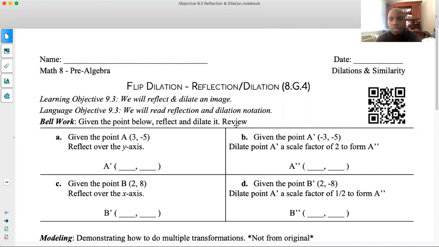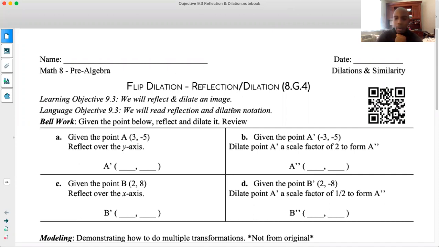So we're reflecting a dilated image. Imagine I gave you a point like A, right? 3, -5. I'm asking that you reflect this point over the y-axis. So reflecting this point over the y-axis would indicate that the y stays the same, x changes, right? So y stays the same, x changes. If you need to write that anywhere, make a little note somewhere, or just go back and refresh your information on reflection rules, that's fine as well.